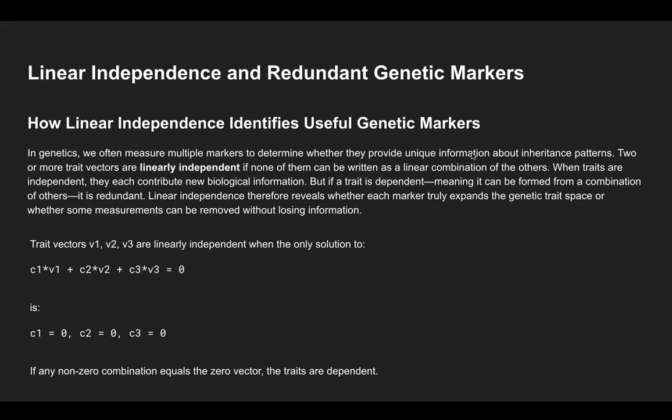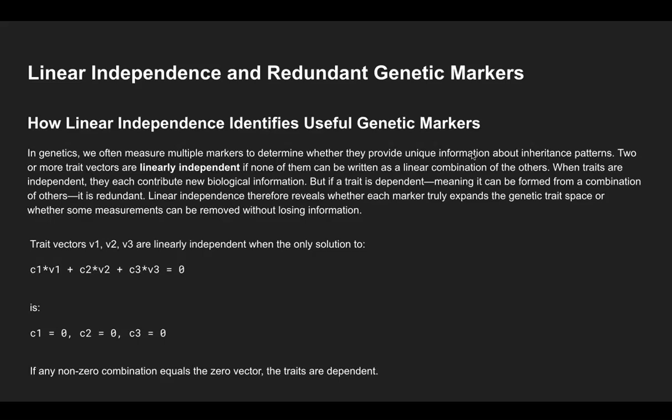How linear independence identifies useful genetic markers. In genetics, we often measure multiple markers to determine whether they provide unique information about inheritance patterns. Two or more trait vectors are linearly independent if none of them can be written as a linear combination of the others. When traits are independent, they each contribute new biological information.